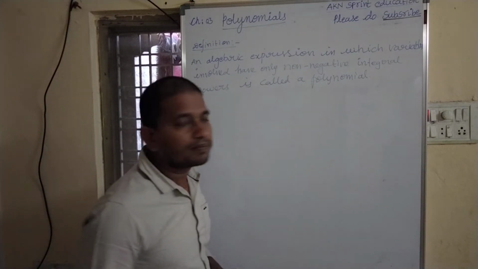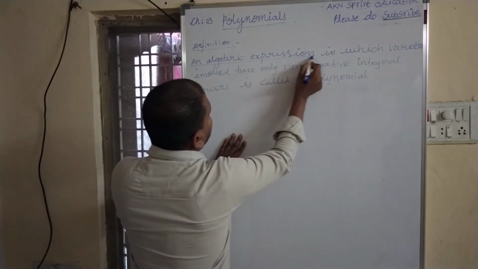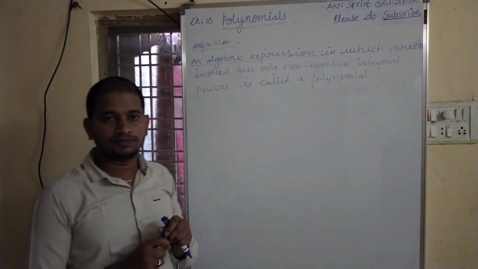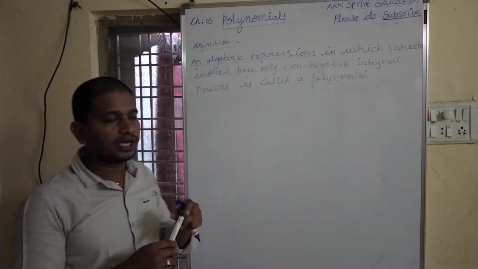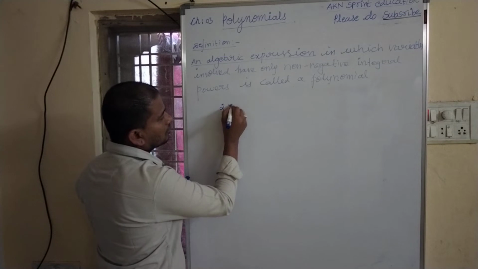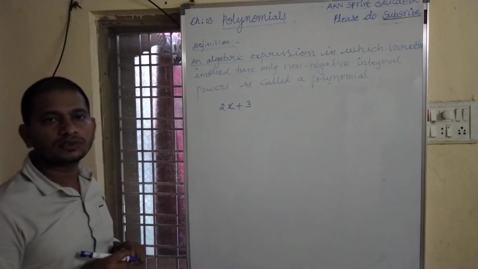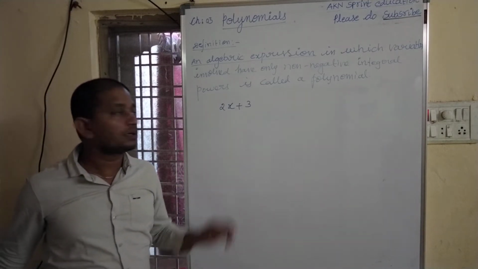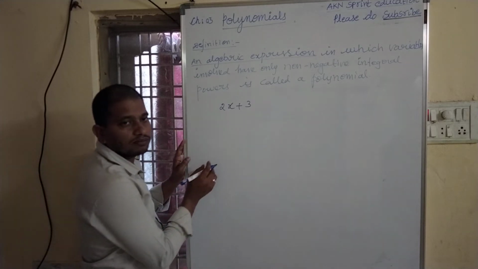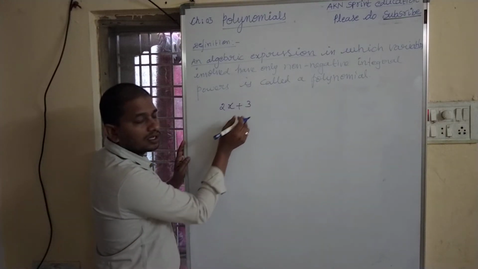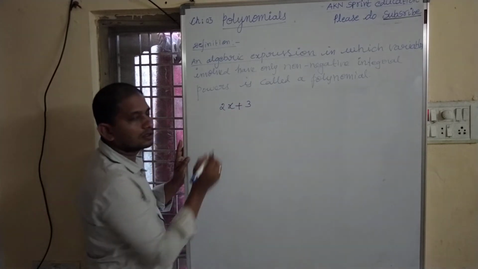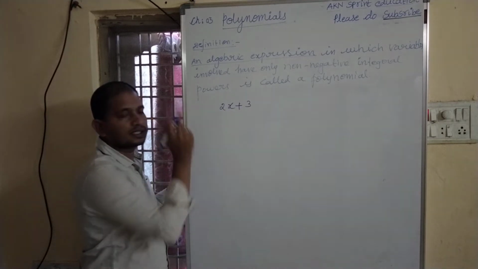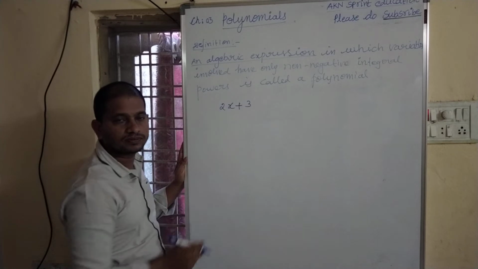Let me explain each and everything. What is that? An algebraic expression. Let me write one expression. Suppose 2x plus 3. Is it an expression? Yes, of course it is an expression, because here we have two terms. One is 2x and the other one is 3. The two terms are connected by the symbol plus, which is an expression.